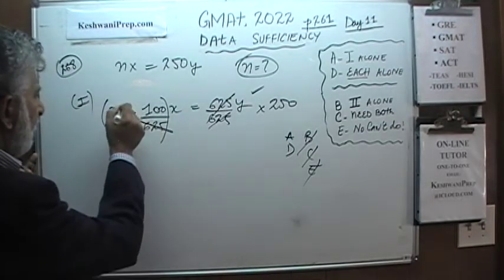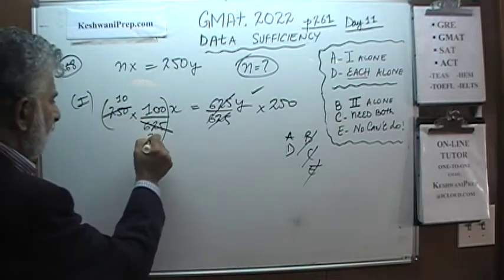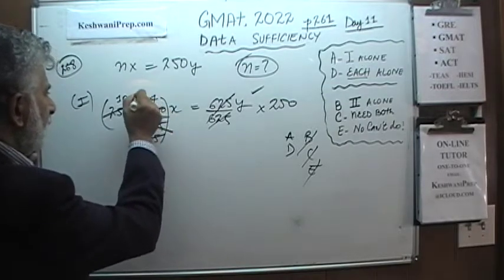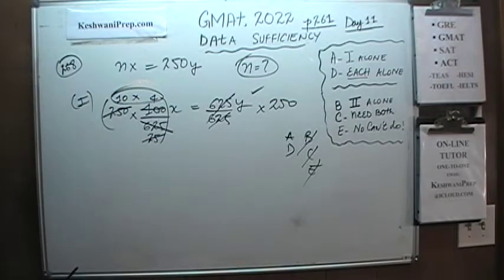Divide top and bottom by 25. This becomes 10, this becomes 25. Divide by 25 again. There you go. The answer is 40, 10 times 4. But we didn't actually have to do it. You understand? The first statement by itself is enough.